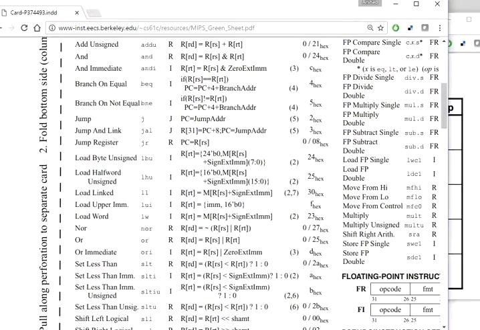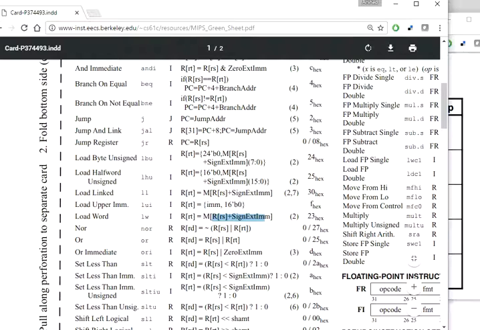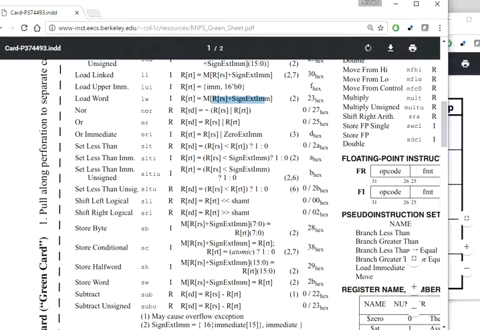So right over here we have load word, where RT is equal to a value. This is the memory address where RS plus the sign extended immediate, and then we're going to get the memory value depending on the address and save it in RT. Store word is slightly similar, it's just the other way around, and you can see it right here.